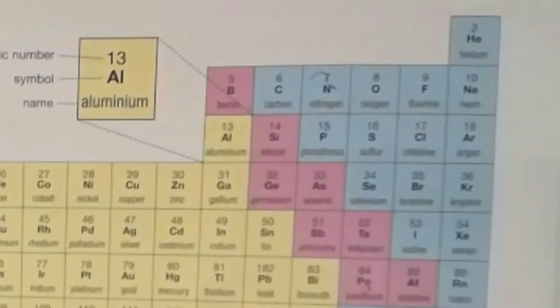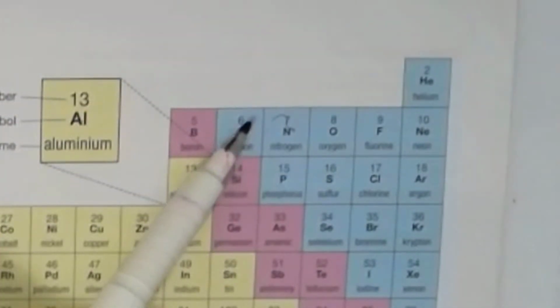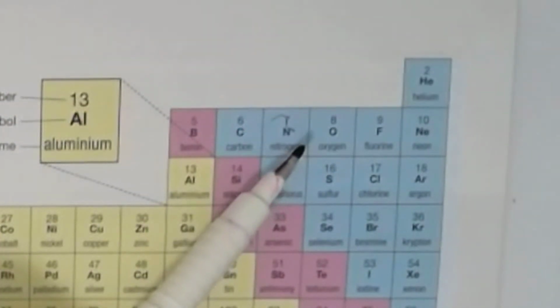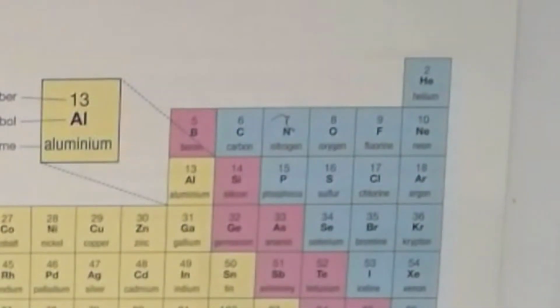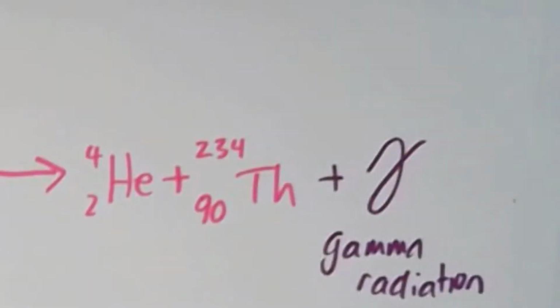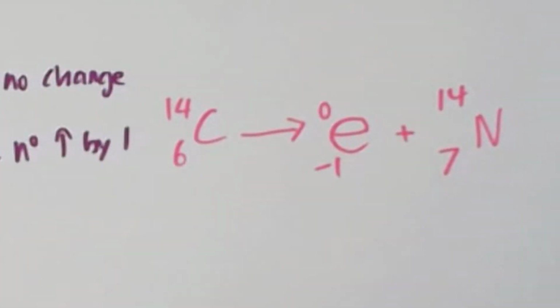Let's have a look. Carbon is here, and it's increased by 1, so it's going from carbon to nitrogen. In the process of beta decay, a neutron in this carbon atom has changed into a proton, a high energy electron has been released, and the atom is no longer carbon, it's now turned into nitrogen.